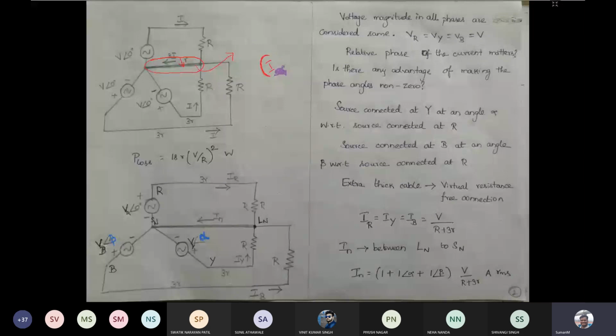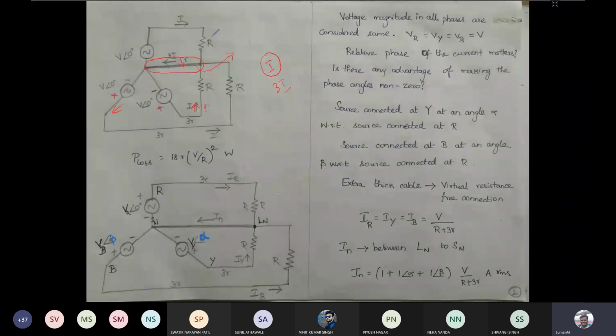Here I is the magnitude. Now we merged three cables into a single cable, so the thickness of the wire increases and it carries the return current of three loads. We have mentioned it as 3I. Each wire was carrying I current. Now the overall cable is carrying 3 times I current, which is supplied from the positive terminal of each source. The positive terminal of each source supplies one current.